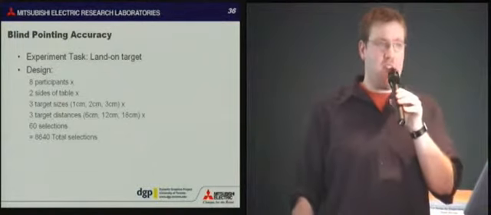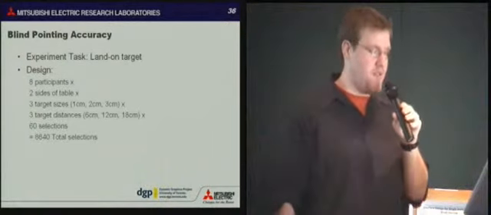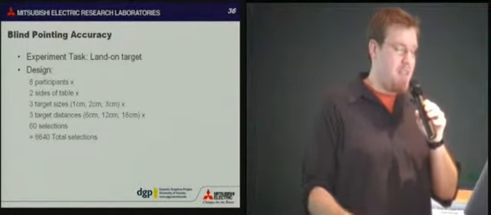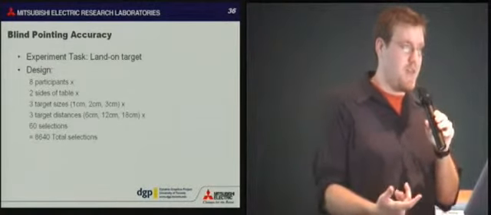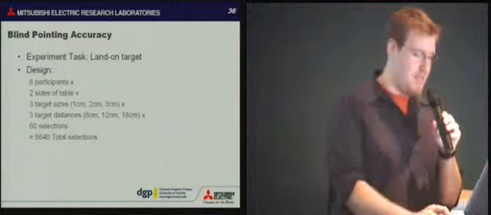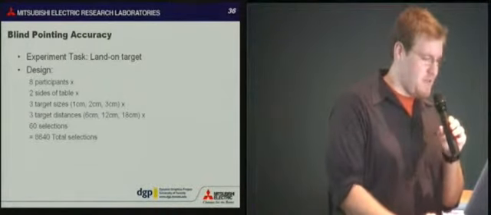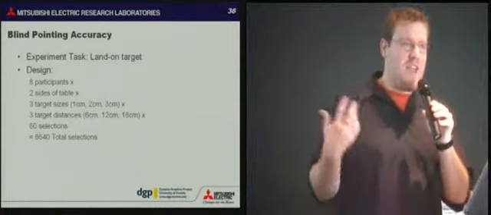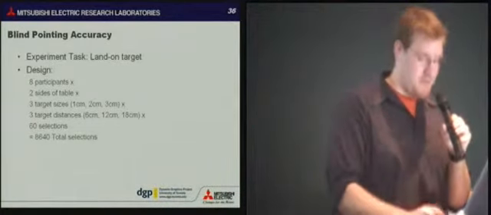There were 3 different target sizes. They were circles that were 1 centimeter, 2 centimeters, or 3 centimeters in diameter. And the distances between the targets were either 6 centimeters, 12 centimeters, or 18 centimeters, giving us 6 indices of difficulty. Sorry, 9 indices of difficulty. There were 60 selections made at each of these indices for a total of 8,000 selections.